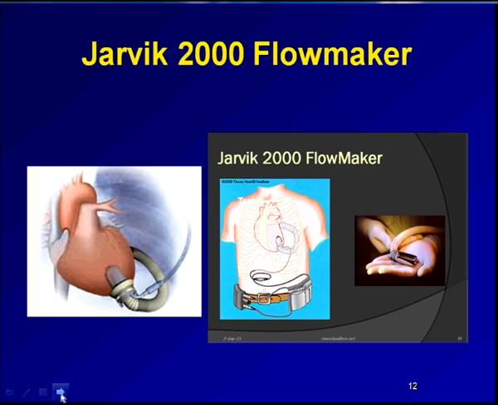We have the Jarvik 2000 Flowmaker, which is another pulsatile device. As you can see, the device looks slightly different. The picture in the middle shows a little different presentation than the HeartMate 2, but the attachment points, again, are still the same.